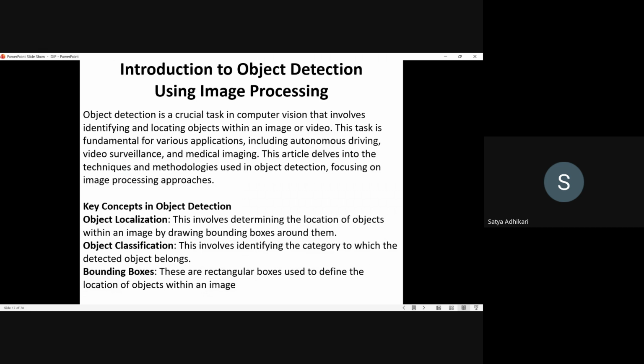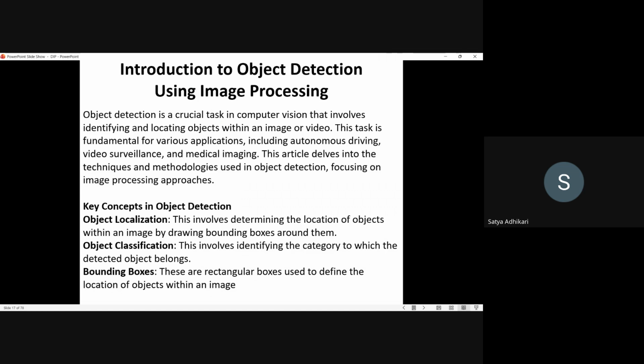Object detection is important because, suppose in a medical image, the doctor is interested to find the cancer cells in a patient's body. For that image, the machine will detect that this part is the cancer cells. So how does the computer detect it? Key concept of object detection. Object localization. It involves determining the location of the object within the image by drawing bounding boxes around them.